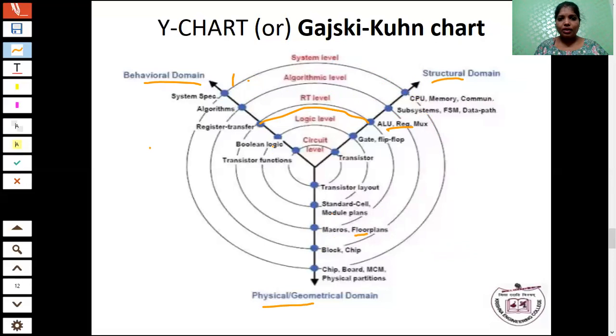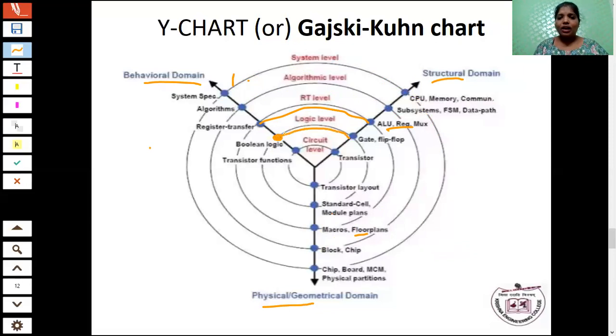After that, once the register transfer level is over, next we are going to start with the logical level. We are going to write the Boolean expression, that is Boolean logic, for the implementation. From the Boolean logic, we are going to implement the gates or flip-flops.